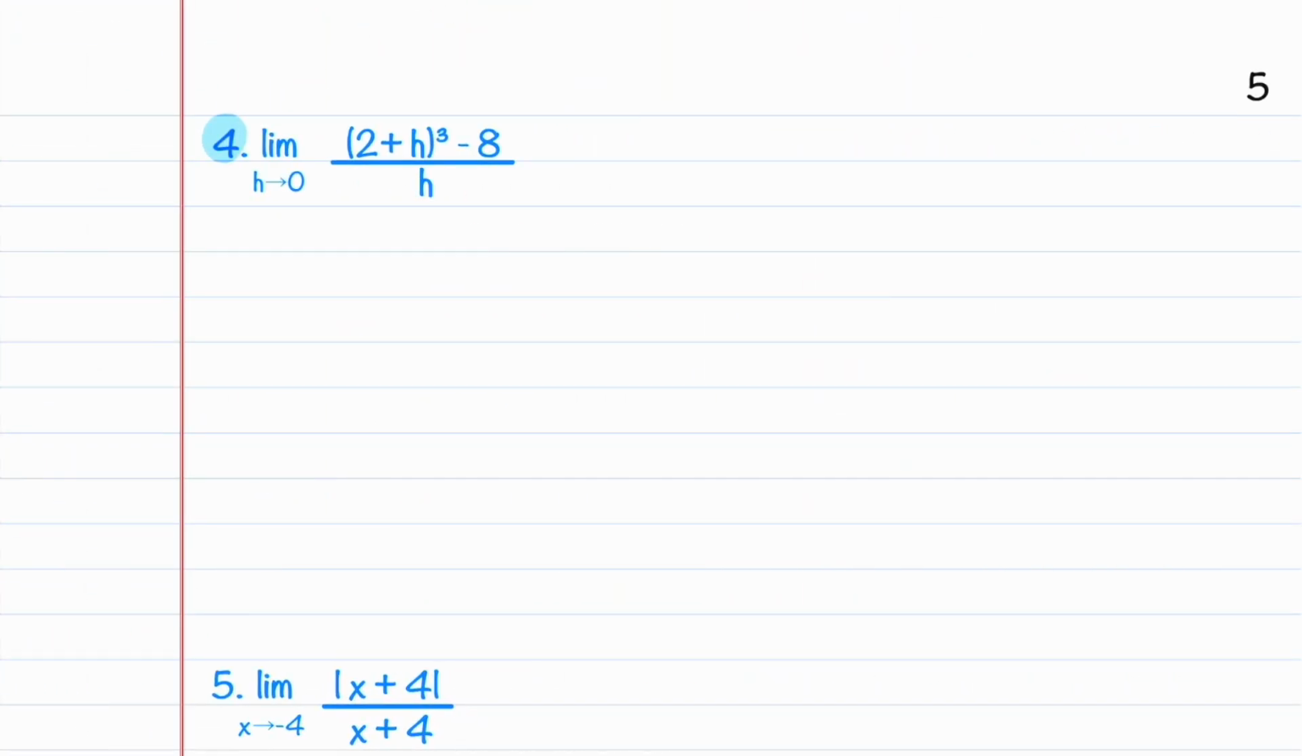Let's look at our fourth example. This one isn't as bad as our third one. Let's start by plugging in h is equal to 0. This gives us a 2 plus 0 cubed minus 8, all divided by 0. So this is 8 minus 8 over 0, which is 0 over 0, which is an indeterminate form.